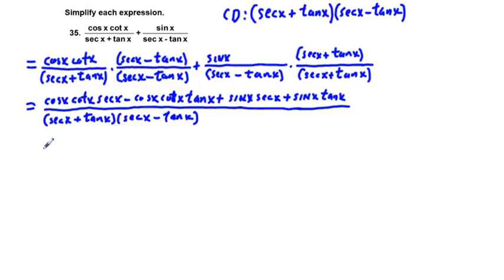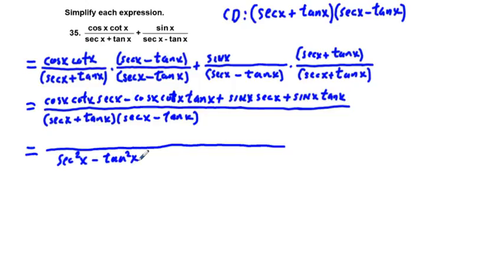Well, in the denominator, we're going to multiply quantity secant x plus tangent x times quantity secant x minus tangent x. So we're going to get secant squared x minus tangent squared x. And in the numerator, what we're going to do is rewrite everything in terms of cosine x and sine x.